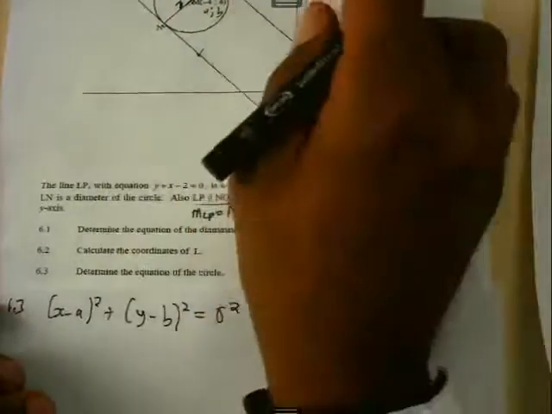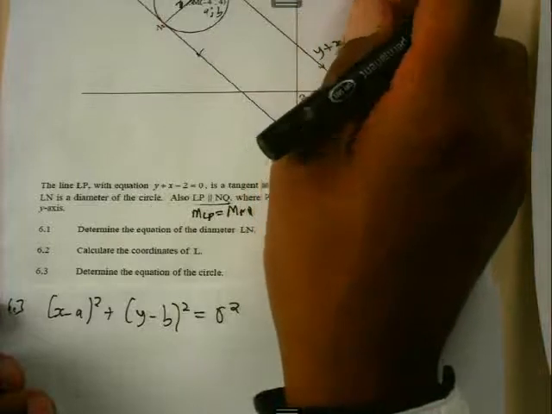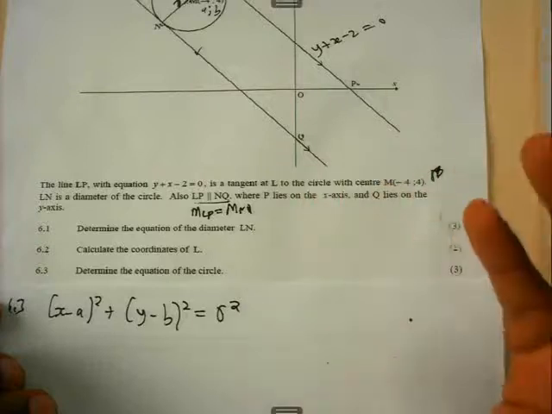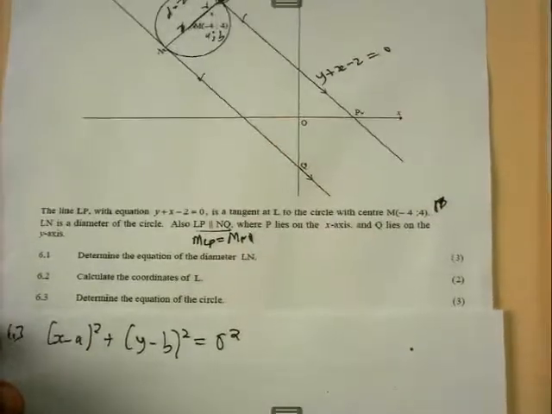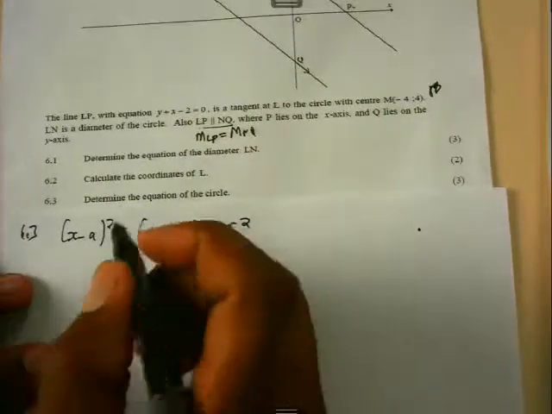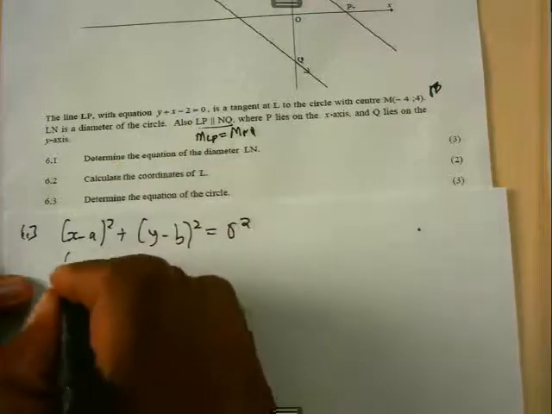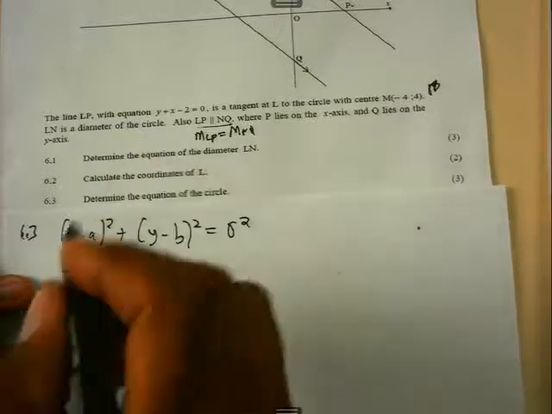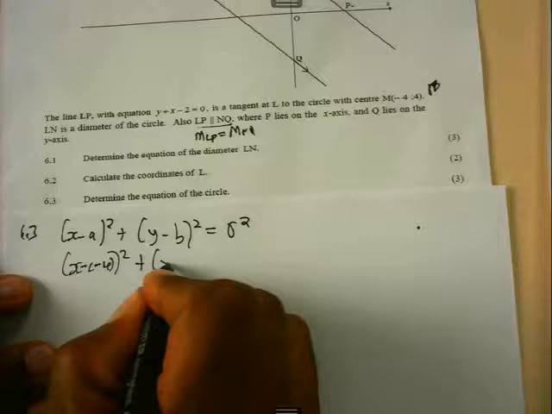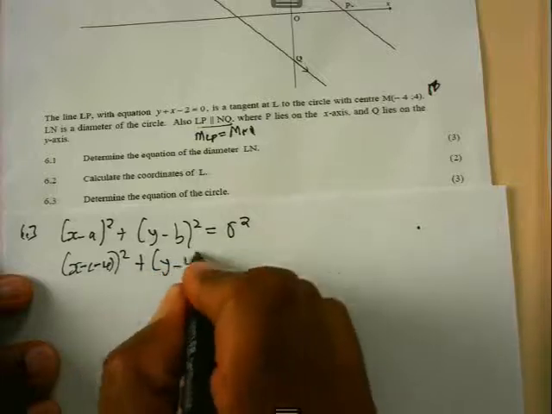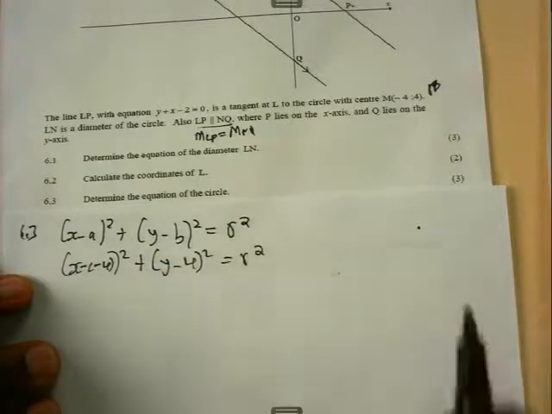Do I have the radius? No, I don't have the radius. The only thing that I have on this side is a point. Of course, it means first we'll have to calculate the radius. Good. Now let us substitute our center here. That will be x minus our A, which is minus 4, all squared, plus y minus 4 squared is equals to r squared, right?